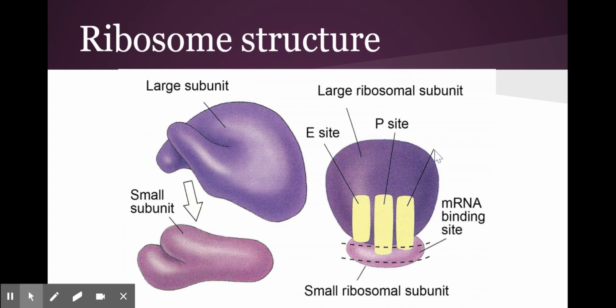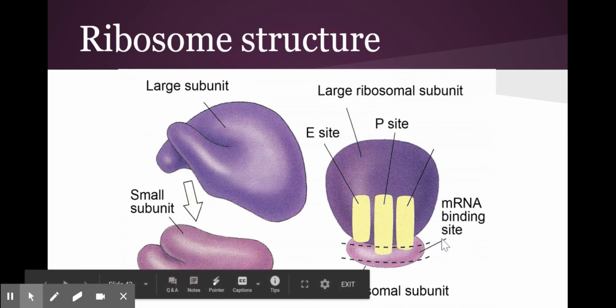So this last one right here, I don't know why my writing isn't popping up. It's called the A site. That's the attachment site. And we're going to watch a video of this in a second, but right now we just want to know the anatomy or the structure of a ribosome. So large subunit, small subunit, and then 3 binding sites right there called the E, P, and A site.